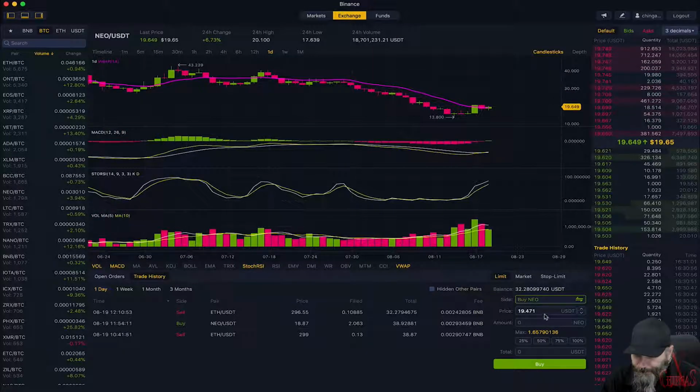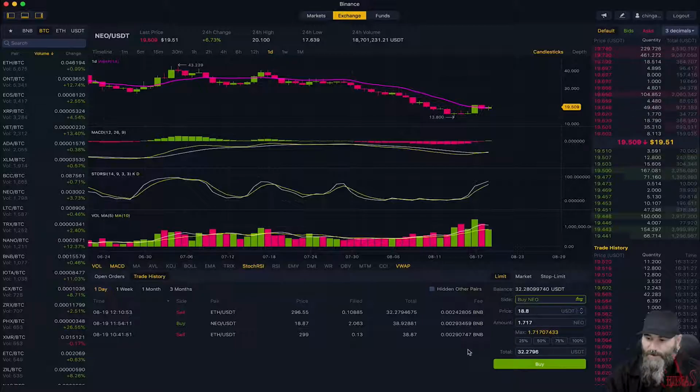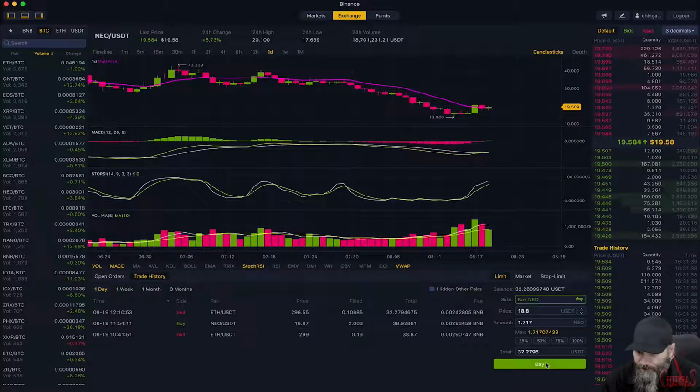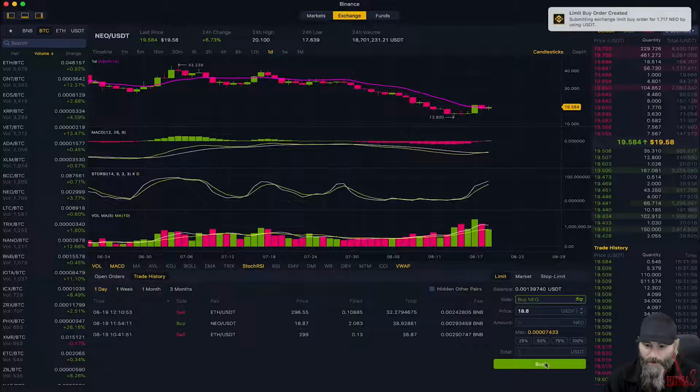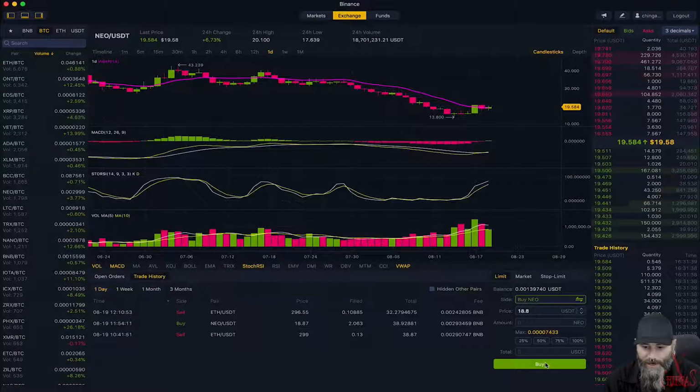We're going to go to NEO. We're going to say, okay, our price, we want to pick it up at 18.80. We're just going to punch that in, 18.80 USDT. The amount that we want to do, well, let's say we have 32 as a balance for US Tether. Let's click the 100% button. That'll net us 1.717 NEO, right, if this trade goes through. It's very simple. You're going to hit the buy button, and we're going to get a little notification that's going to let us know that the order has been placed.